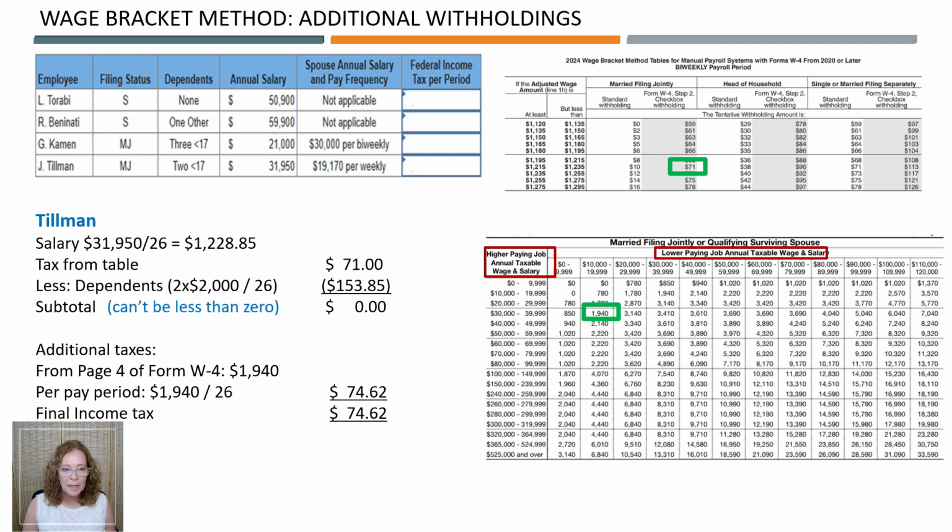Let's now look at J. Tillman. Tillman is married, filing jointly, and has 2 dependents under 17. The annual salary is $31,950, and the spouse's salary is $19,170. We'll first calculate the biweekly wages of $1,228.85 and look up the federal income tax in the biweekly tax table. It's $71.